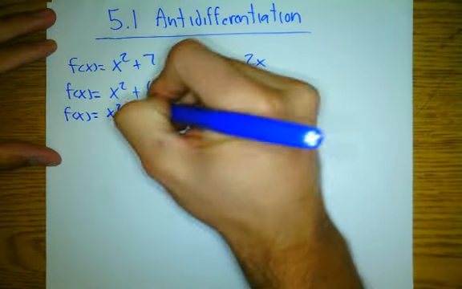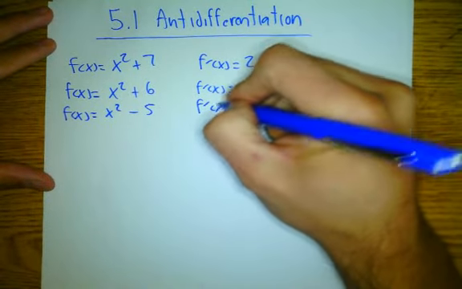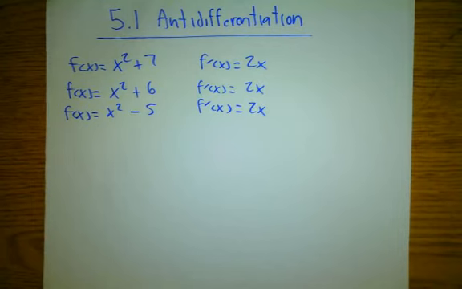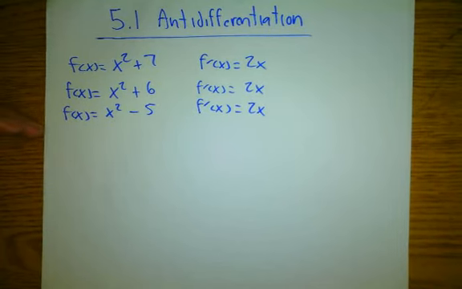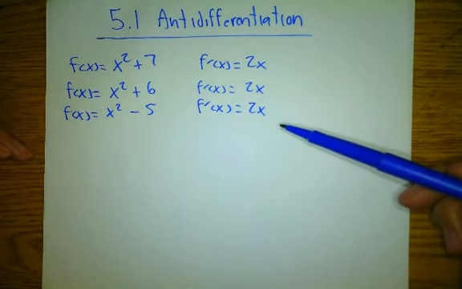F of x equals x squared minus 5. What's the derivative? 2x. Okay. We are able to take different types of functions, find the derivative, and realize that the derivative of all of them are exactly the same.